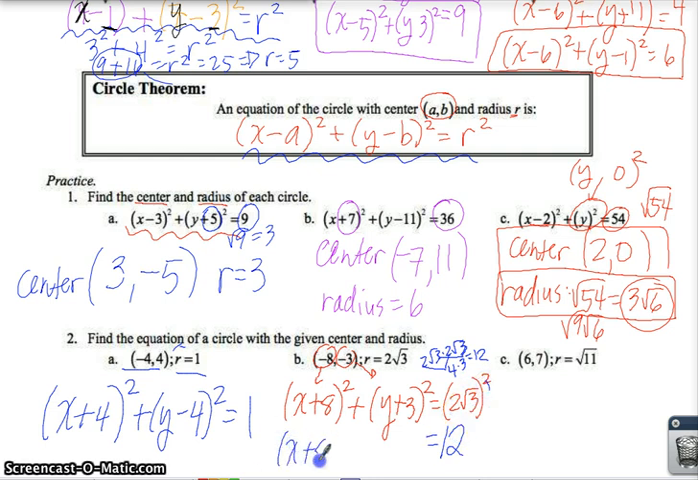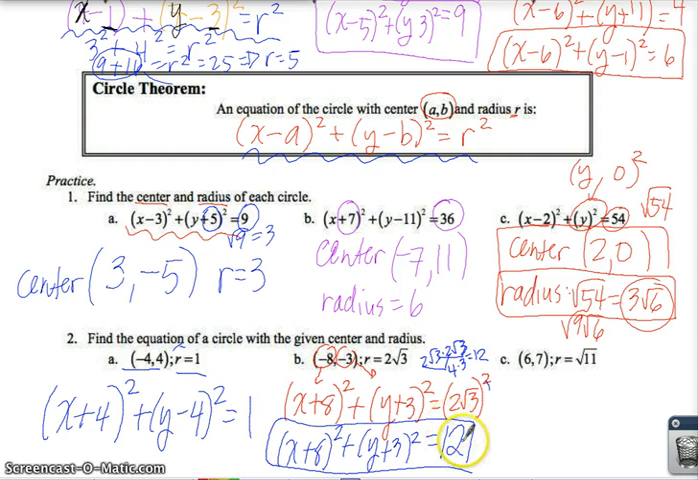So my more nicely written equation is this right here. x plus 8, the quantity squared, plus y plus 3, the quantity squared, equals 12. So we're looking for simplification of your radius when possible. You shouldn't just put r squared in there, you should actually calculate what that is.